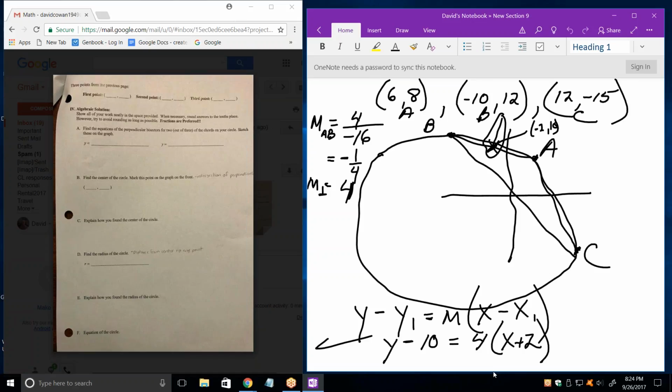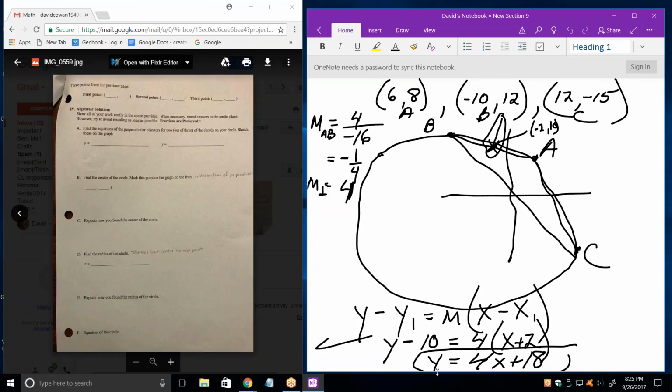That is the proper format for the equation, incidentally, but not when they say y equals. If they want us to solve it for y, then I have to move the 10 to the other side, and I get y equals 4x plus 8 plus 10, which is 4x plus 18. There's the equation of the perpendicular bisector to chord AB.